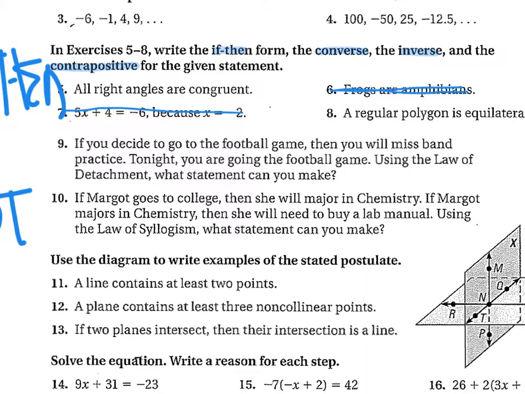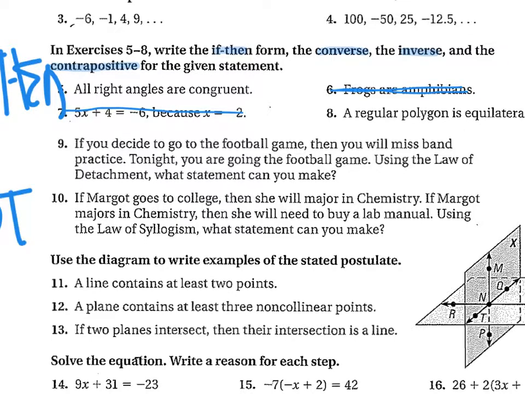Okay, number 9, we're using the law of detachment here. They want us to make a concluding statement. It says, if you go to the football game, then you will miss band practice. Tonight, you end up going to the football game. So what happened because you went to the football game? You need to write a statement as a conclusion. That's number 9.